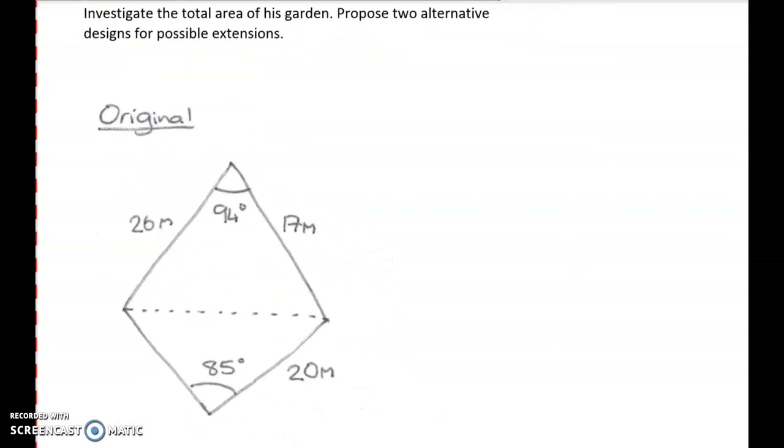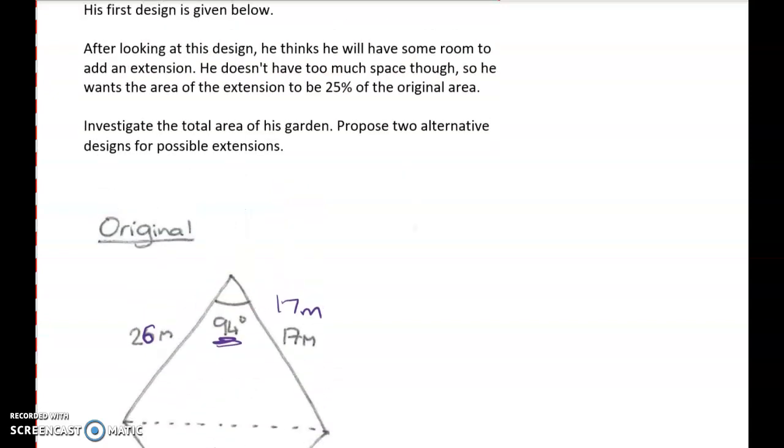And I just want to make sure that you can read that that number there is 26 meters, and this one here is 17 meters. Okay, we've got 20 meters here, and we've got a couple of angles, 94 degrees here and 85 down there. It's pretty clear that it's made up of two triangles, nothing particularly special about them. They're not isosceles or anything like that. Okay, so that's the first design.